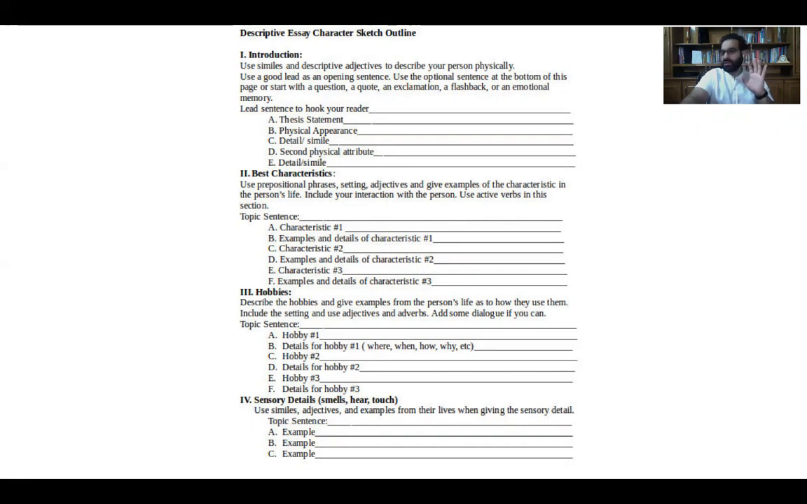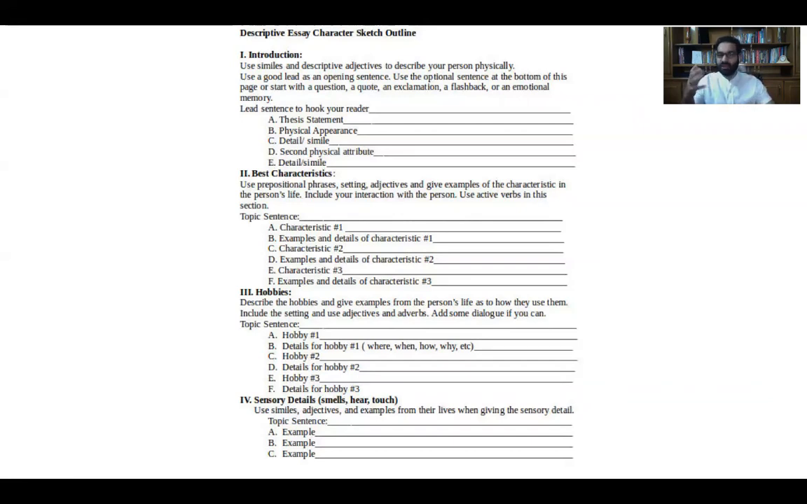For example, in the introduction, you need to use similes and descriptive adjectives to describe your person physically. For example, if I say that Mira speaks English very well, such kind of irony you have to put. Or maybe my son is as brave as a lion, or my son is like a sun in my life. Such examples, you're putting similes, you're putting metaphors, you're explaining things in a very proper way. And then you can go through it by yourself.